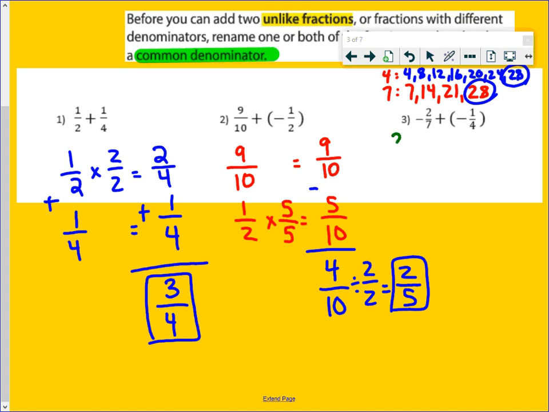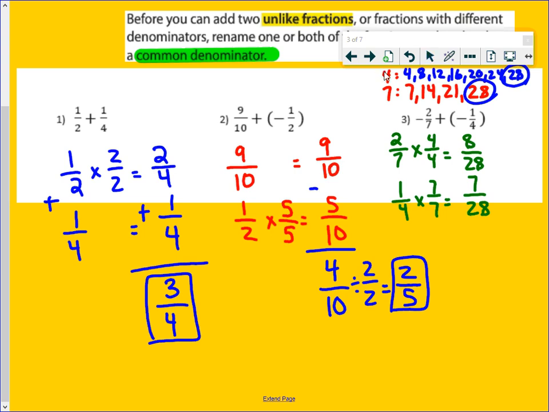We got 2/7, and we want 28 at the bottom, so times 4. That gives us 8 over 28. And then we have 1/4. These are negatives, but we'll do that at the end. Times 7, which gives us 7 over 28.